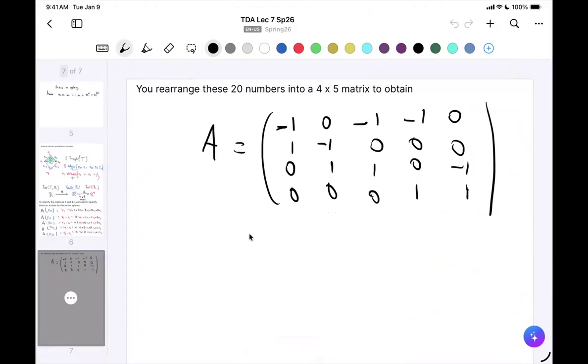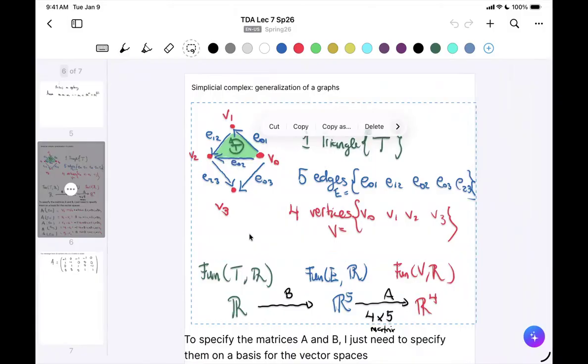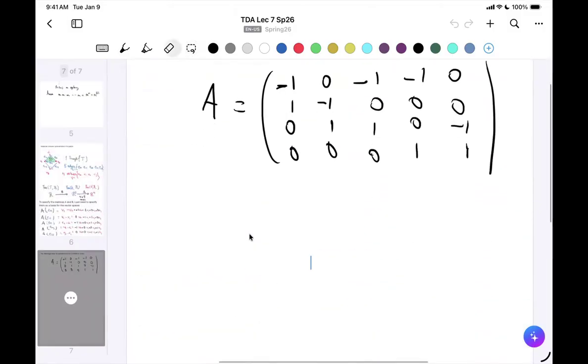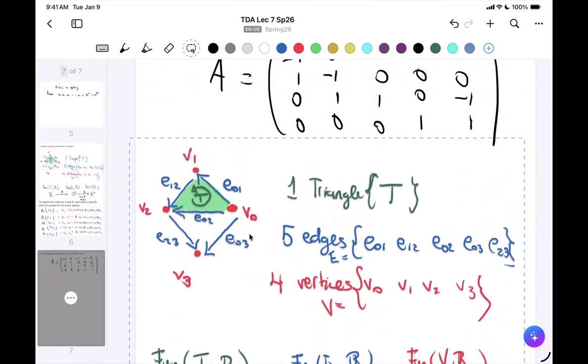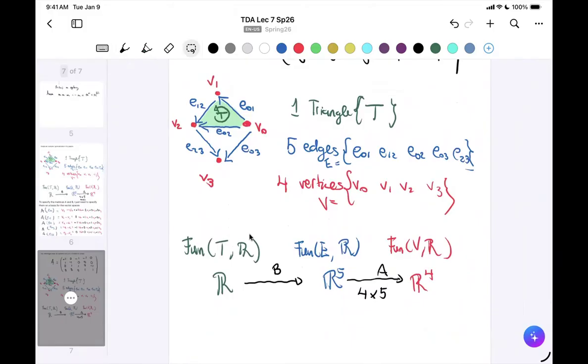And then the matrix B, what is the matrix B? Let me copy paste this picture because that way I can explain it a bit more easily. So the matrix B is defined on the vector space. It goes from the vector space of functions on the triangle to the vector space of functions on the edges.